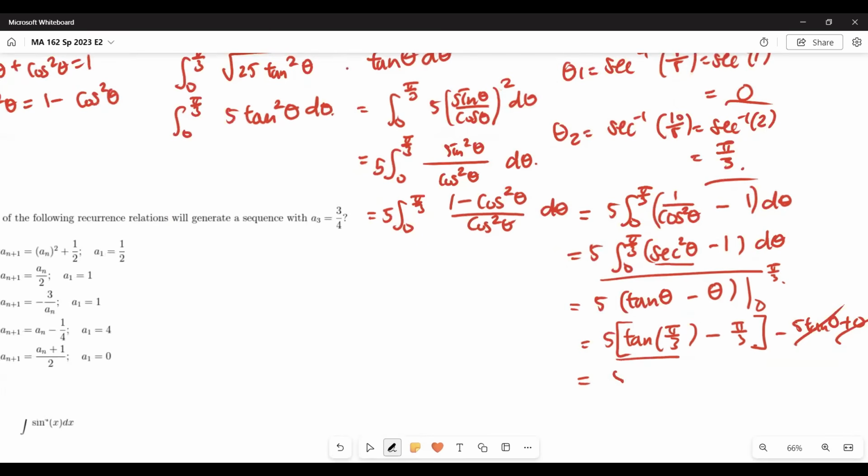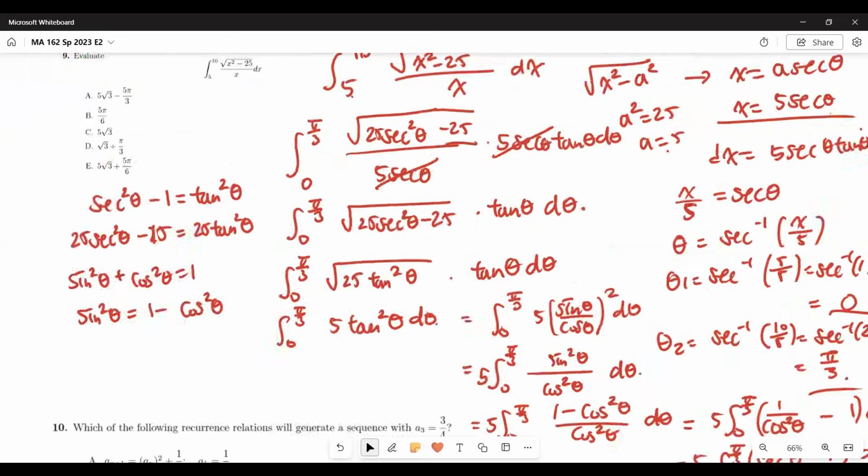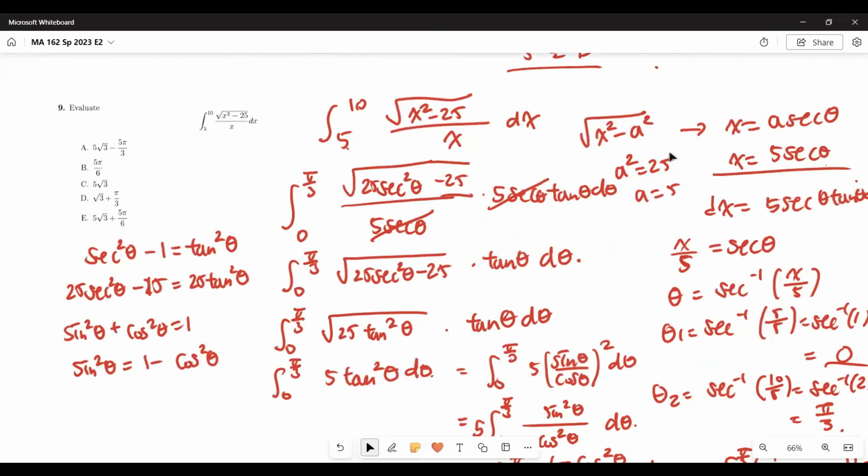So this is 5 tangent pi over 3 minus 5 pi over 3. 5 tangent pi over 3 is the same as 5 square root of 3, minus 5 pi over 3. If you go all the way back to our answer choices, that's answer choice A. So the answer is A.